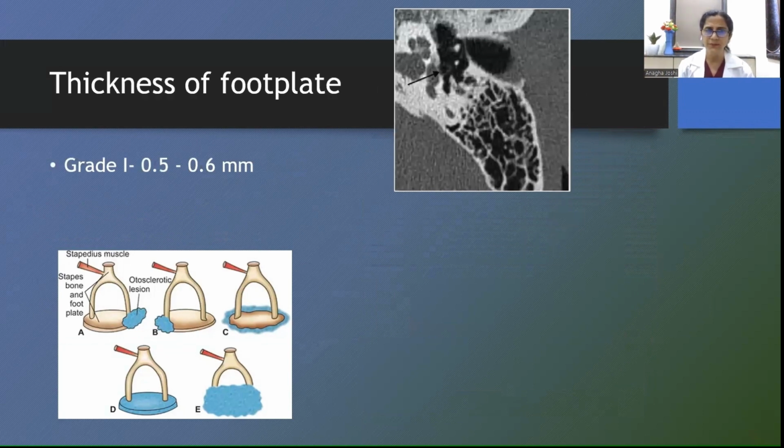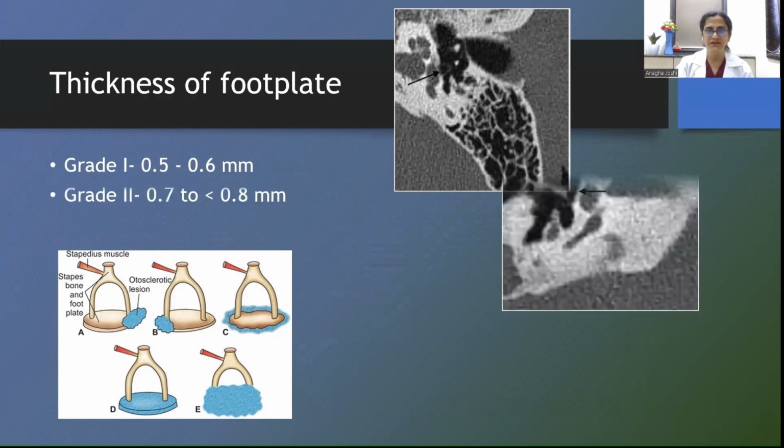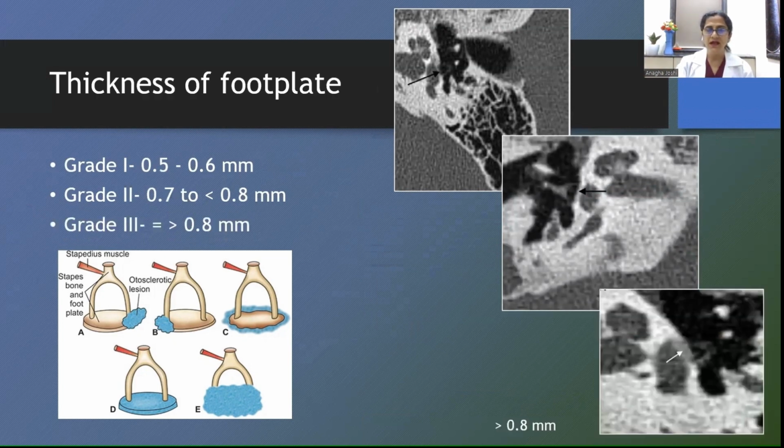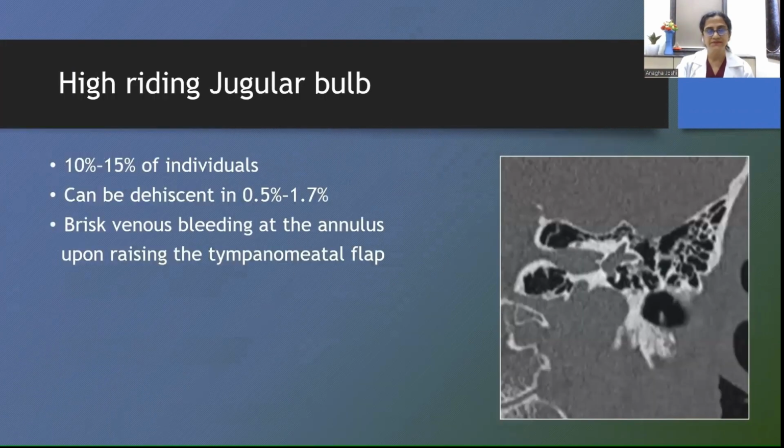The thickness of the footplate can be calculated, and it can be graded as grade 1 when it is 0.5 to 0.6 millimeter in thickness, grade 2 if it is 0.7 to less than 0.8 millimeter in thickness, and anything more than 0.8 millimeter can be said to be grade 3, or a biscuit footplate, or also it can be seen in obliterative otosclerosis.